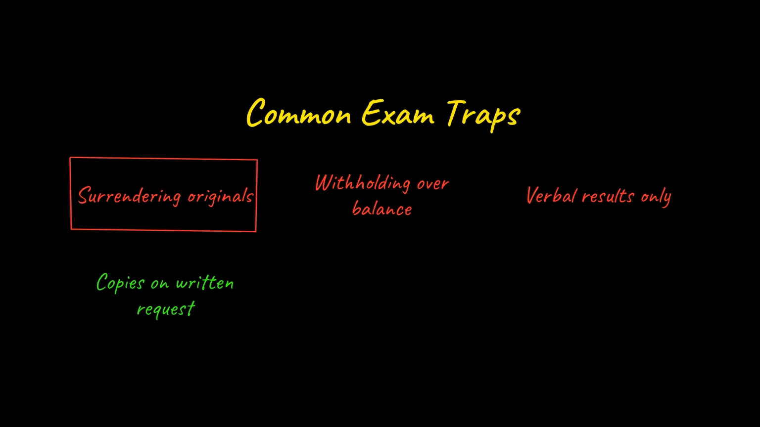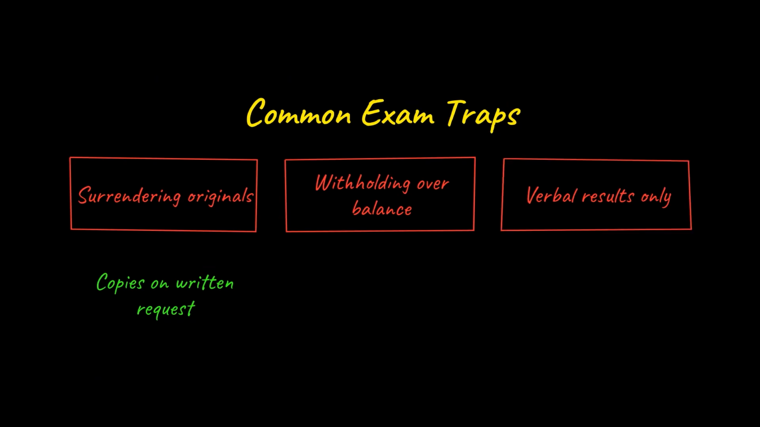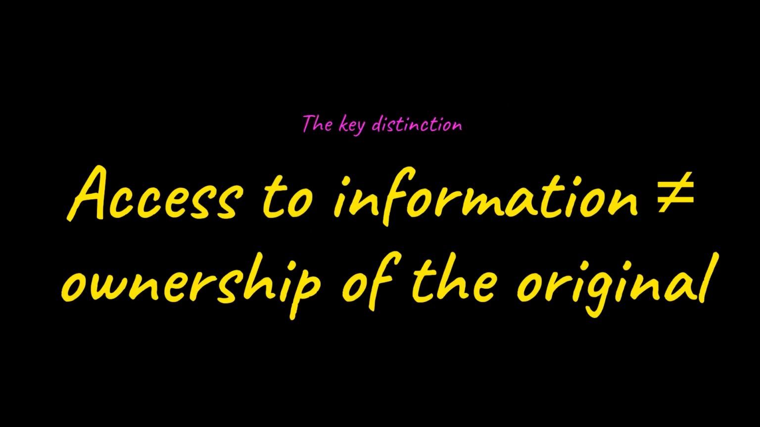Exam writers test 3 wrong approaches: surrendering the original films, which abandons the legal record, withholding records over an unpaid balance, which improperly denies access, and offering only verbal results, which falls short of the images the patient is entitled to. Only copies released on a written request is correct. The underlying principle is that patient access and practice retention are not in conflict. Copies satisfy the patient's right to their diagnostic information, while the originals remain exactly where the practice's retention duty requires them to be.